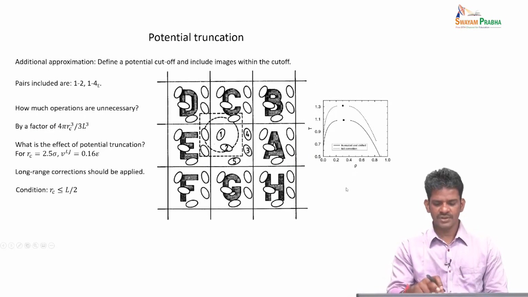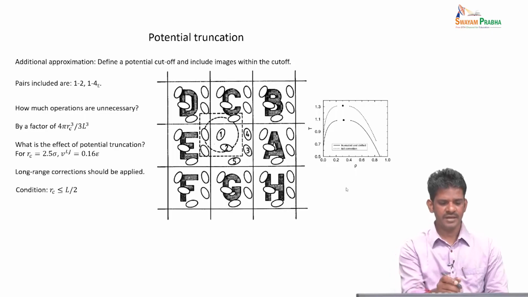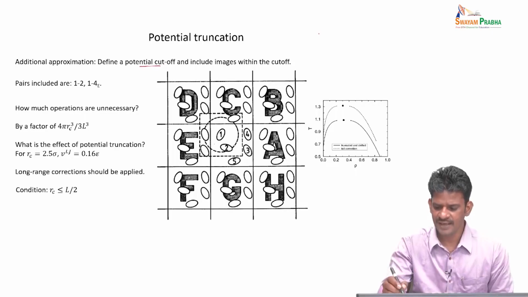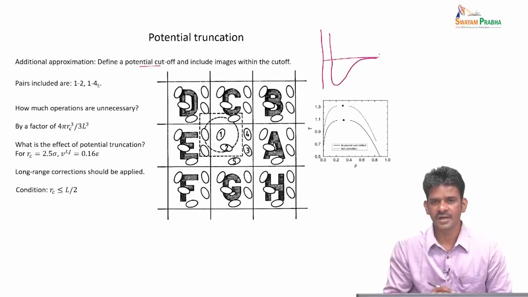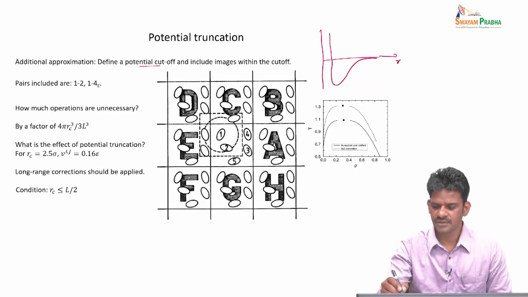Now, I did not talk about the circle in the previous slide. Now we can make another additional approximation. You can improve the computing process a little better by defining what is called a potential cutoff. If you remember the Lennard-Jones potential, it goes something like this. This is R, this is U_LJ. This is the minimum, and this is sigma.